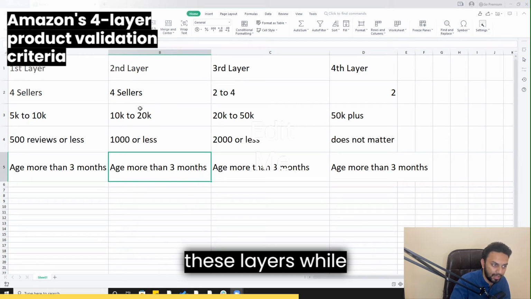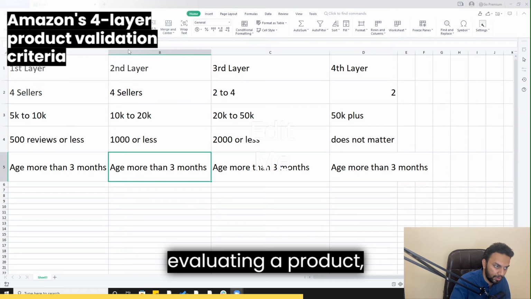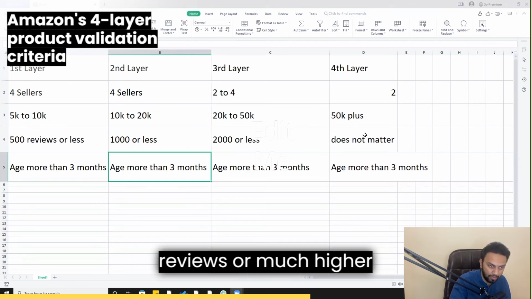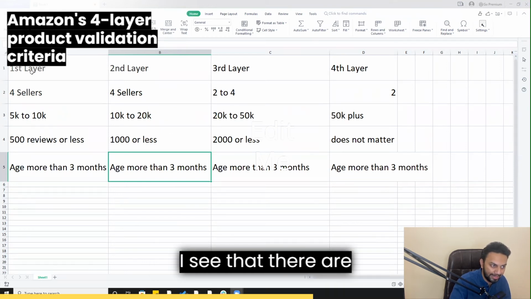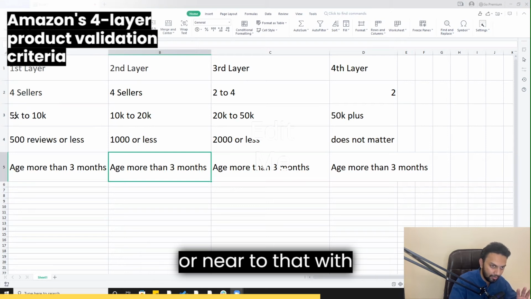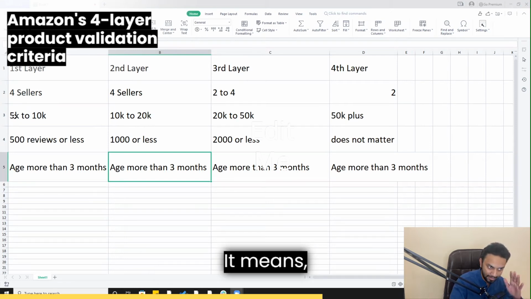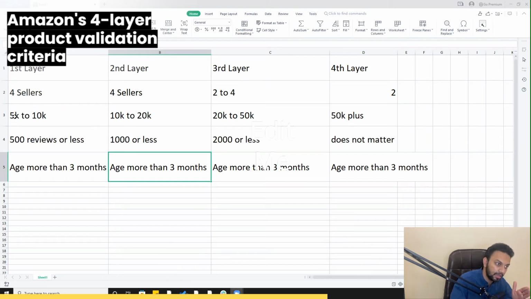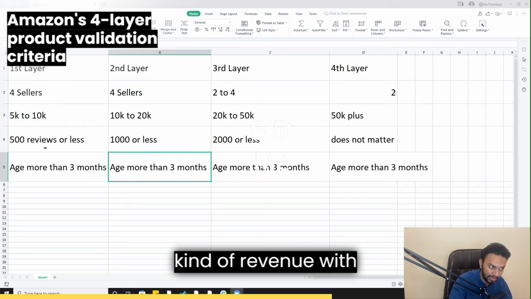If we find sellers that fall under these two layers while evaluating a product, that means instead of targeting someone with 50,000 revenue and a crazy number of reviews or much higher than that, I see that there are people who are kickstarting revenue, doing around 10,000 or near to that, with some decent reviews. It is a social proof that I can get traction with this small number of reviews, and I can touch this kind of revenue with these number of reviews.